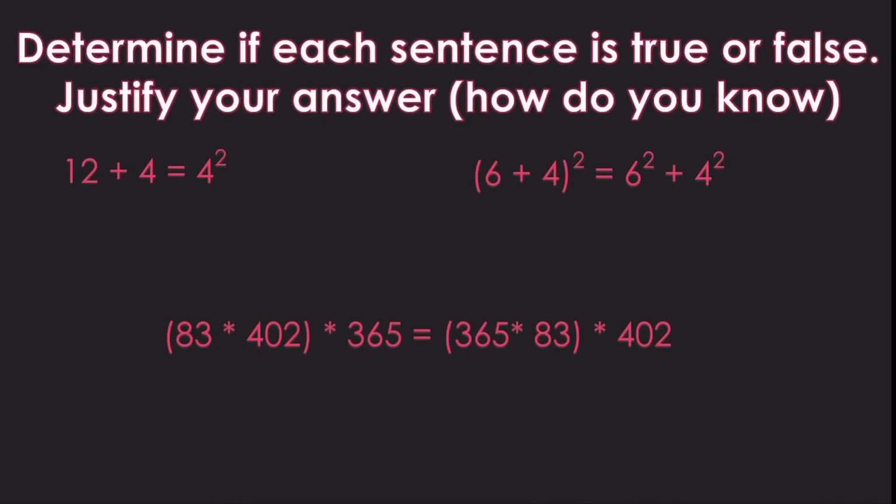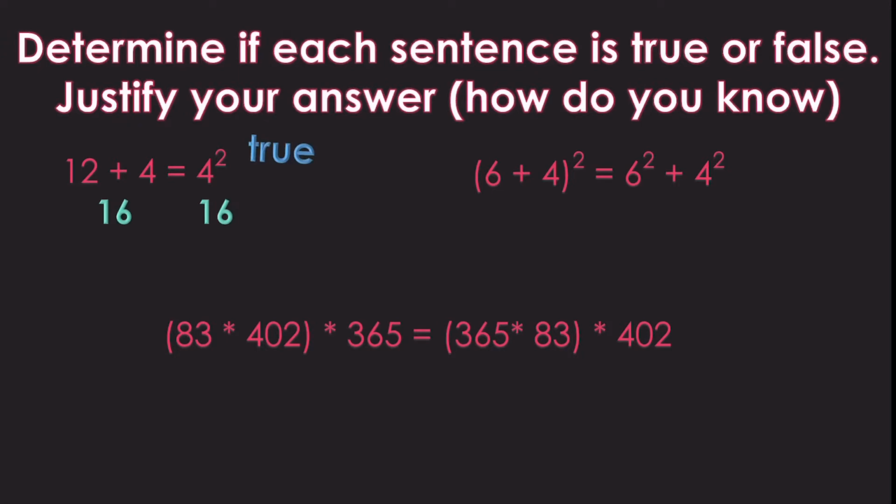So let's determine if each sentence is true or false. Justify your answer, meaning how do you know? Okay, so if I look here, 2 plus 4 is 16. 4 squared is 16. Therefore, it's true. Both sides equal each other.